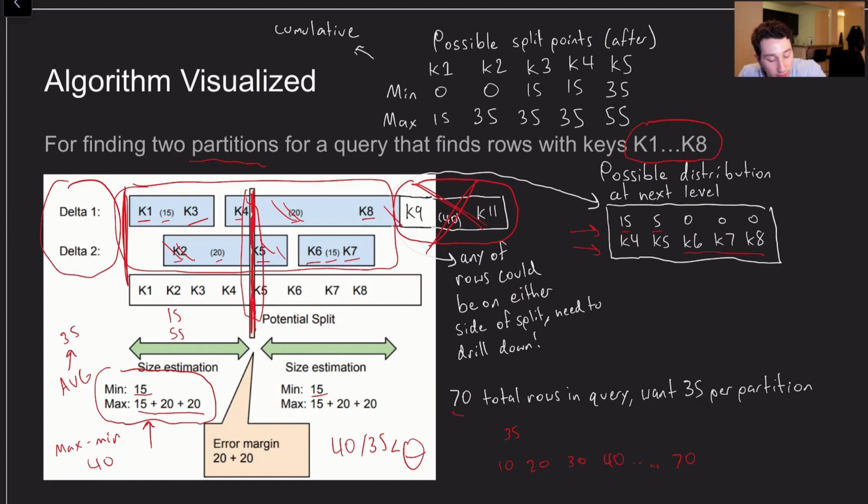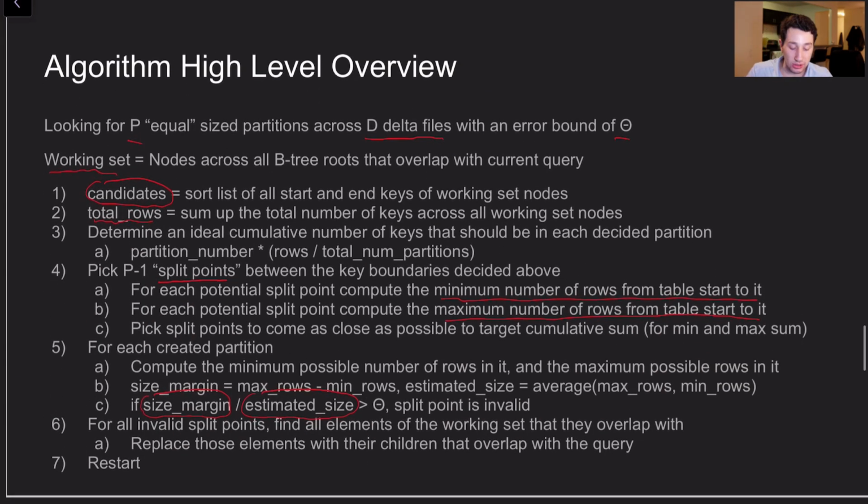And we actually do that for every single key, right? So if I'm looking at all potential split points after every single key in the candidate list, for K1, for example, the cumulative sum and the cumulative minimum sum to it is 0, right? Because if I were to put something right here, there's no guarantee that there's any rows that start with K1. That being said, the maximum possible rows, if I were to put my split point right here, is 15, because it's possible that all 15 of these rows are in key K1. So you actually do that for K1, K2, K3, K4, K5, all the way to K8.